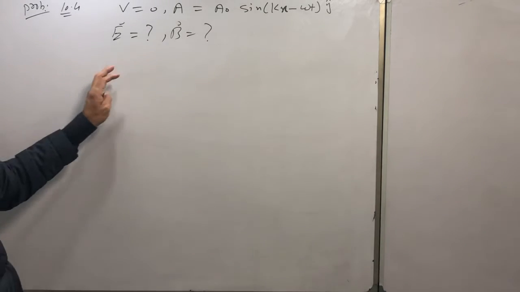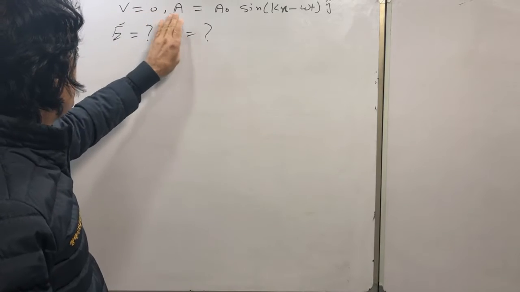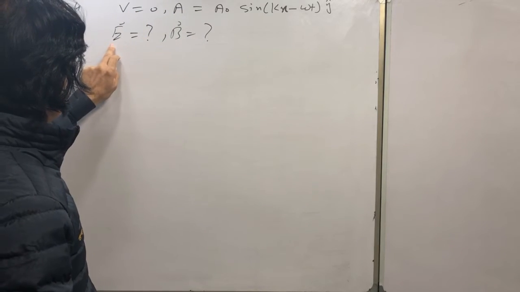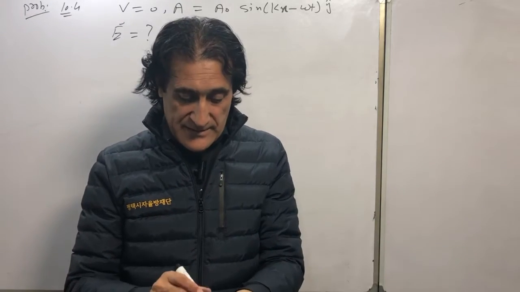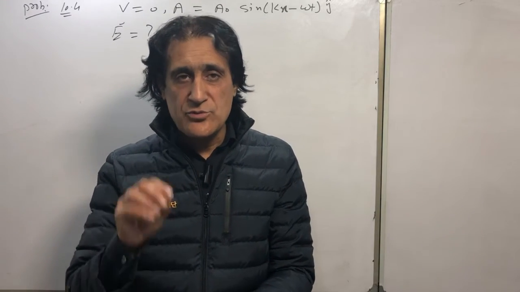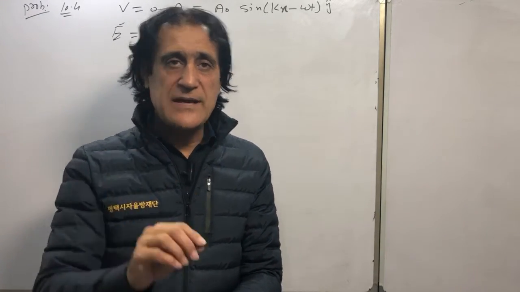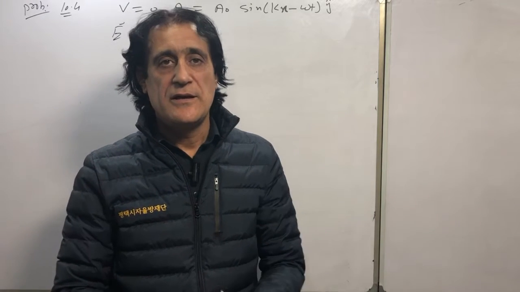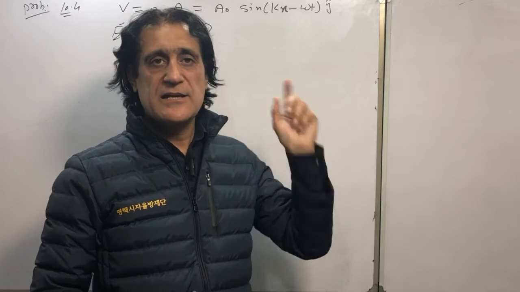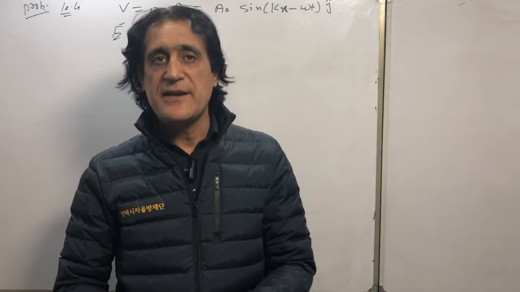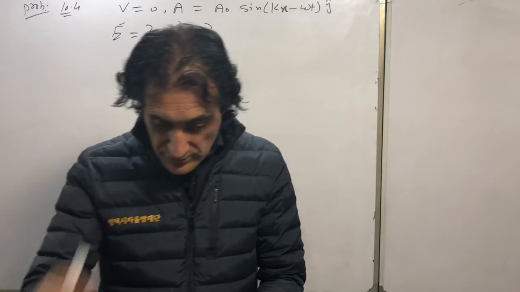This problem states that we are given V and A, and we have to find the electric and magnetic fields. After this, we use the electric and magnetic fields in the Maxwell equations and find out whether these fields satisfy the Maxwell equations or not. So let's start.